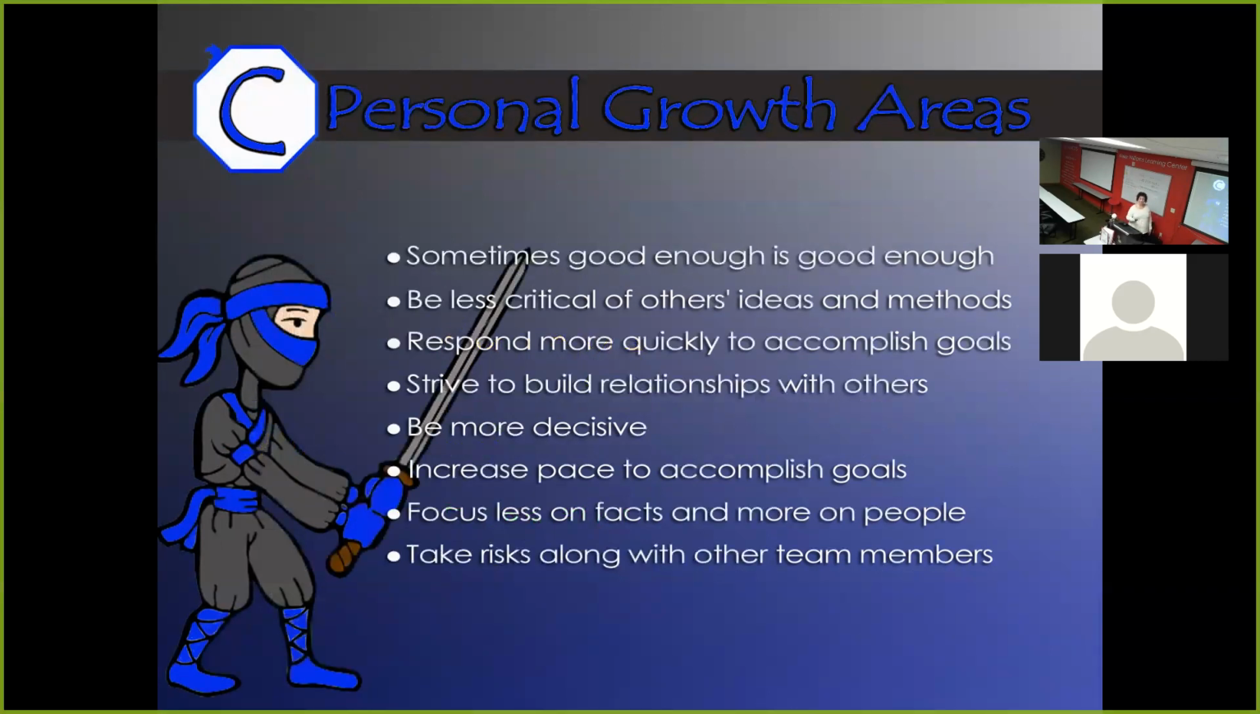Respond more quickly to accomplishing goals. Strive to build relationships. Be more decisive. Sometimes C's don't like to commit because they want to make sure it's right before they do. Increase your pace to accomplish goals. Focus less on the facts and more on the people. C's, let's say this together. People matter. That's your new mantra, right? People matter. And then go ahead and take risks along with the other team members. Sometimes C's can see what's going to go wrong. So guess what they do?